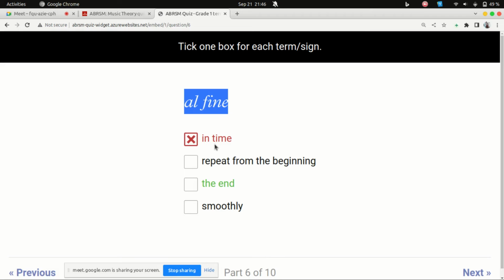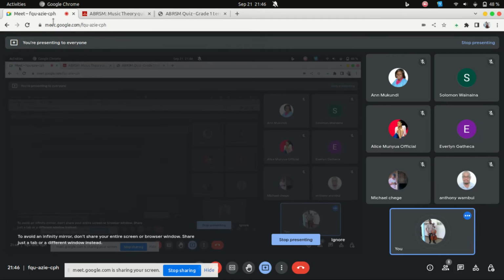In time, the term for in time is what was it, Michael? What was the term that means in time? A tempo. A tempo. You're right. A tempo is the one that means in time.